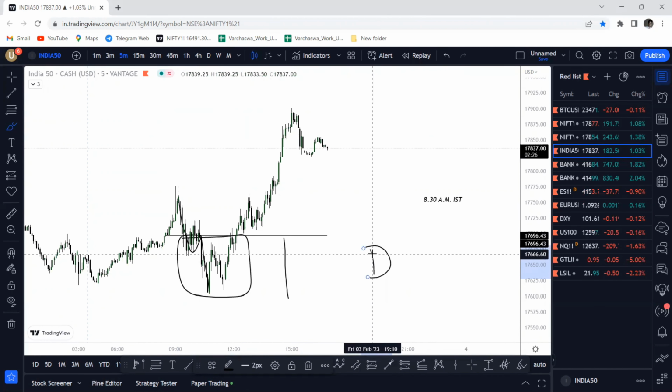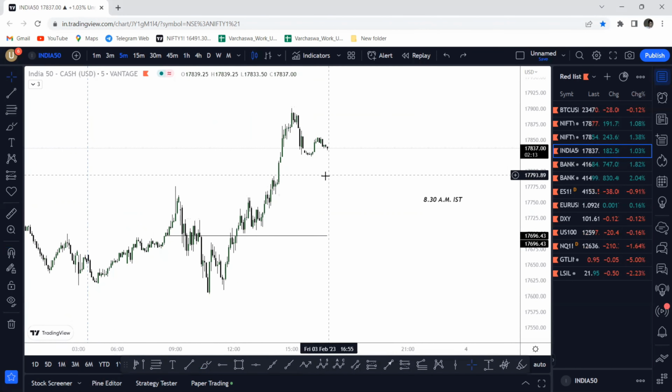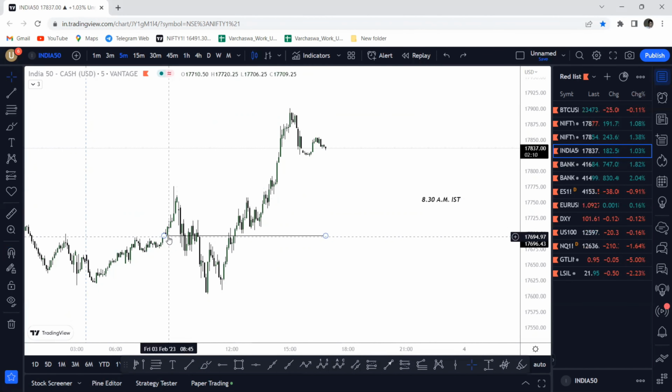This is going to be a wick on the daily time frame. Once you understand this particular logic, you will be able to take trades when the prices are above this 830 level. So always note this down whenever you're trading. Always note this level down.